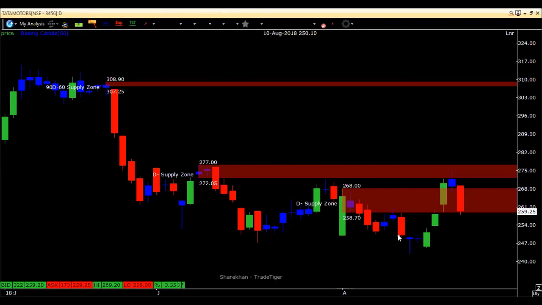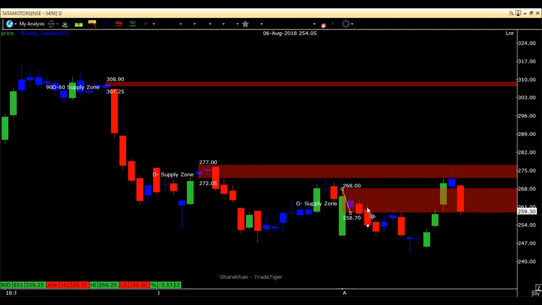So what could be the reason why this area of supply was not respected? If you look at this area of supply quite closely, you can see that this area was once tested and price fell from there. Now if price is coming back into this area of supply, this is the second time price is coming to this area. So that is the reason it has not been respected, because this zone is not fresh anymore.